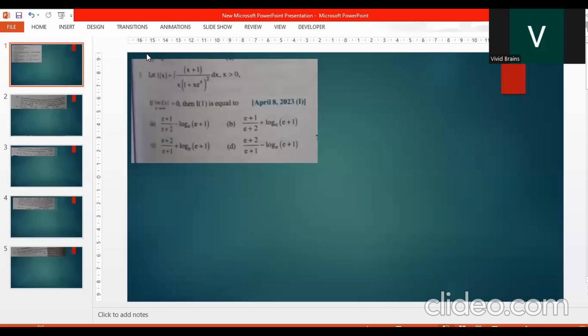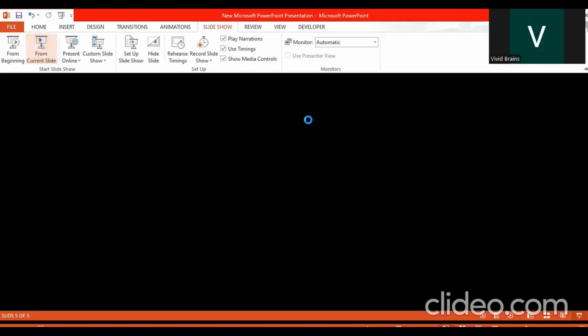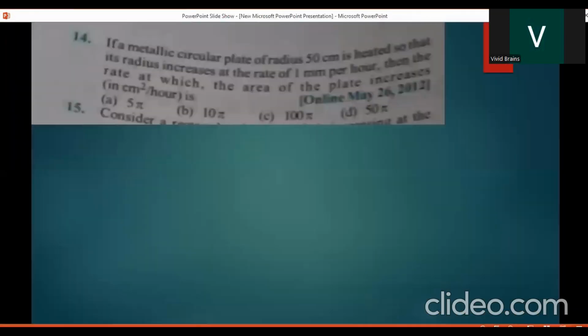Okay, this is also done. The next question is: if a metallic circular plate of radius 50 centimeter is heated, so that its radius increases at the rate of 1 mm per hour, then the rate at which the area of the plate increases.